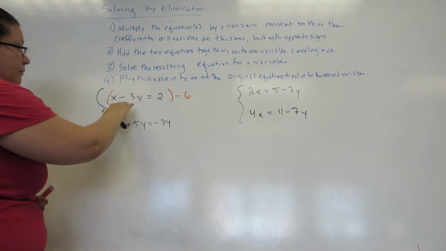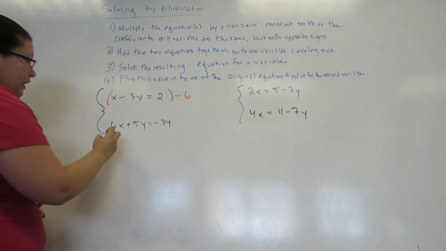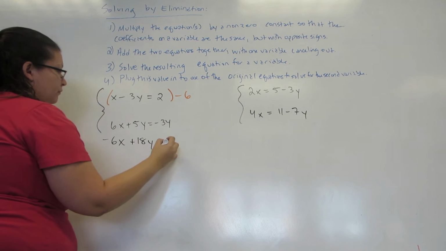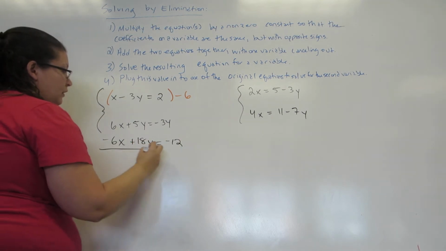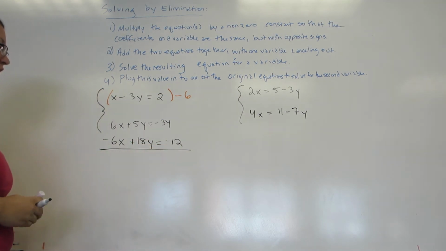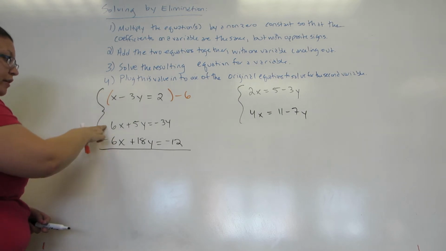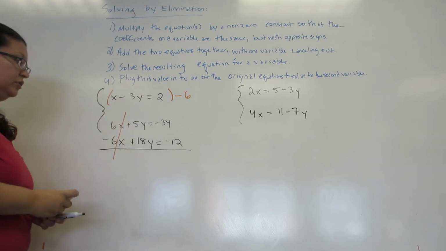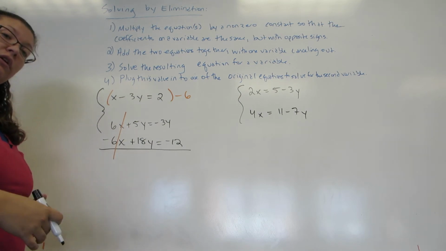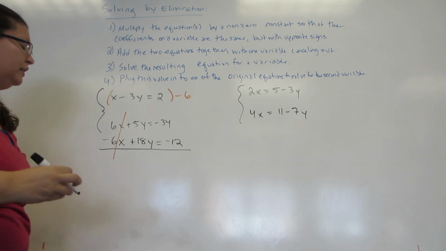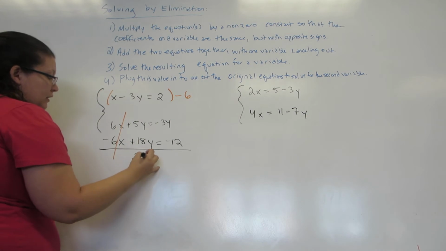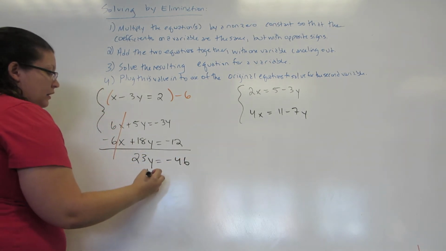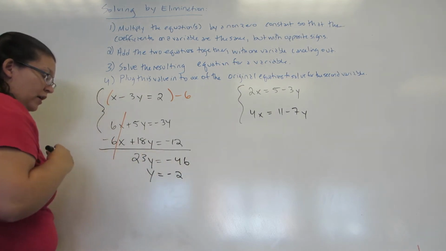So, I'm going to carry through this multiplication and get a new version of my first equation. Okay. And now the second step is to add together my original second and my new first. And notice that the x terms cancel. And that's the goal of elimination, is to have a variable immediately cancel. For the rest, I get 23y is -46, and I can immediately solve for y.